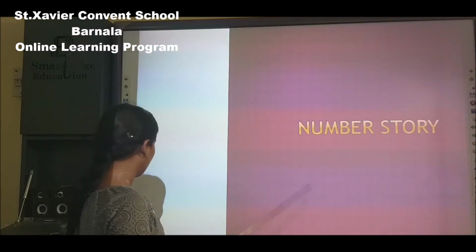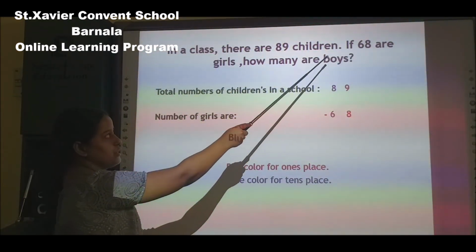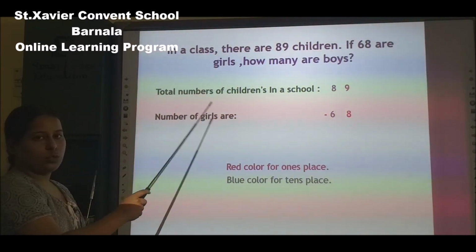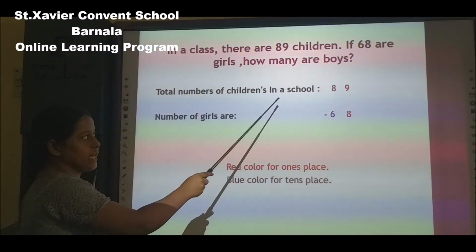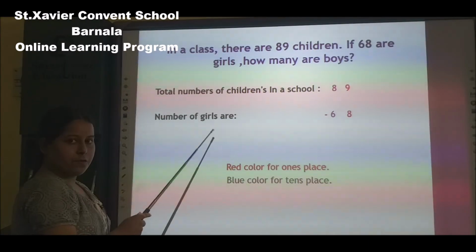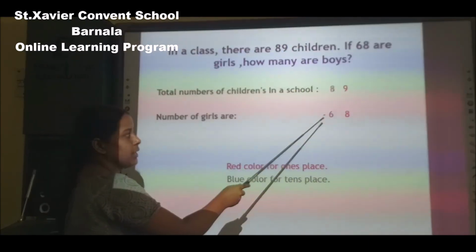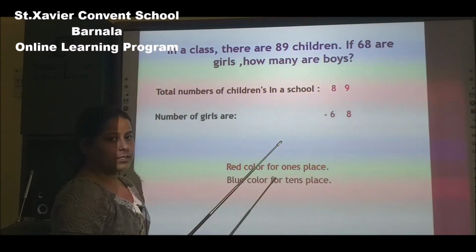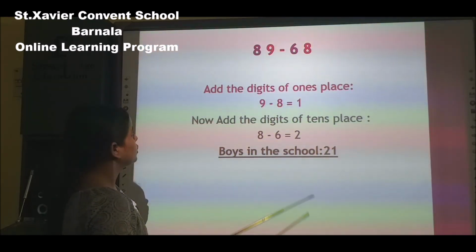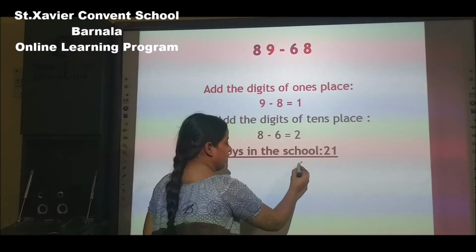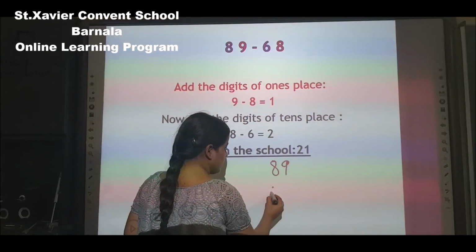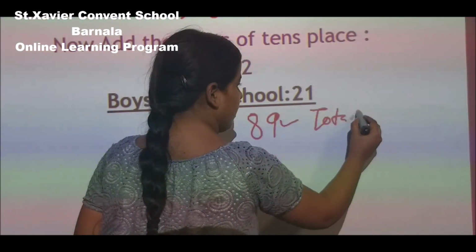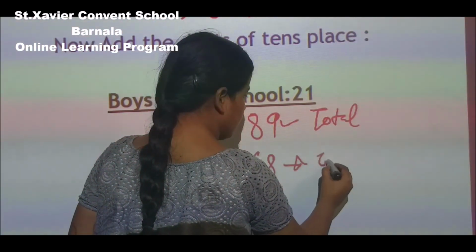Last is the number story. In a class there are 89 children. If 68 are girls, how many are boys? As we know, in a school the total number of children is 89 and the number of girls is 68. We subtract the number of girls from the children of the school, then we get the number of boys. So 89 minus 68. These are total students and these are girls.